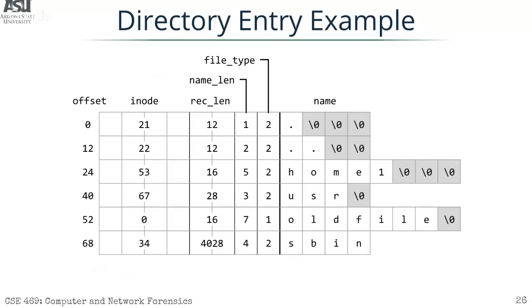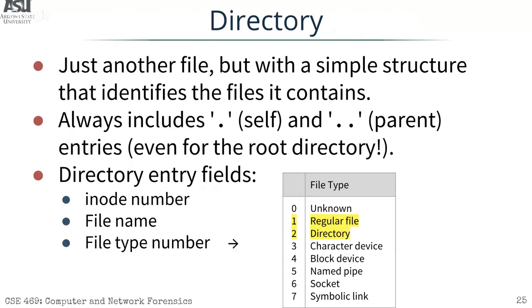Okay, so here's what we have. On the left-hand side, this is the offset into the file. At the very beginning, we have a 4-byte entry, so that's why there's 4 squares here, telling us that this file's inode is inode 21. This record is 12 bytes long. Its name length is 1, so we know how much of the string to read in. The file type, number 2, indicates that we're dealing with a directory kind of file.